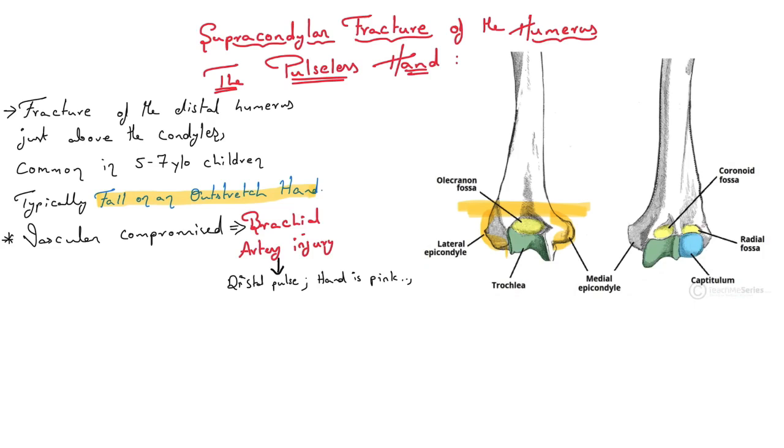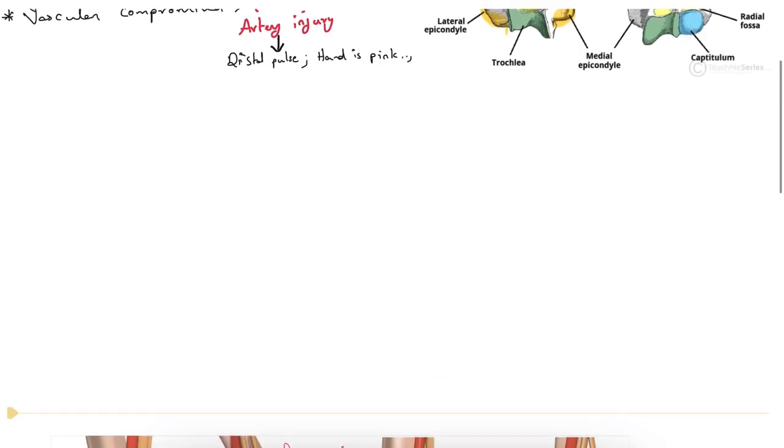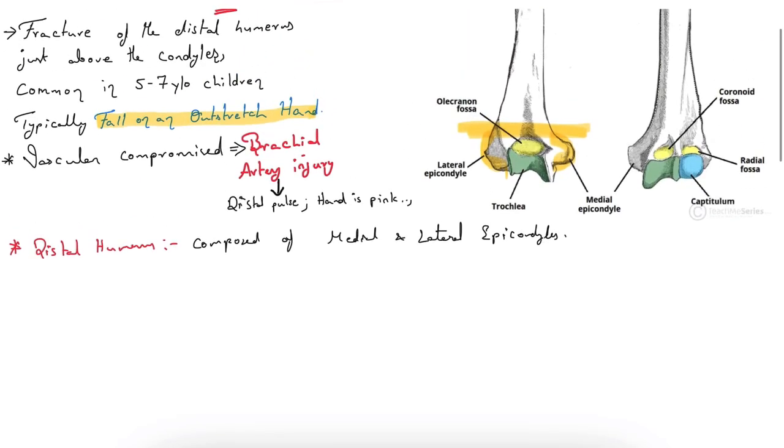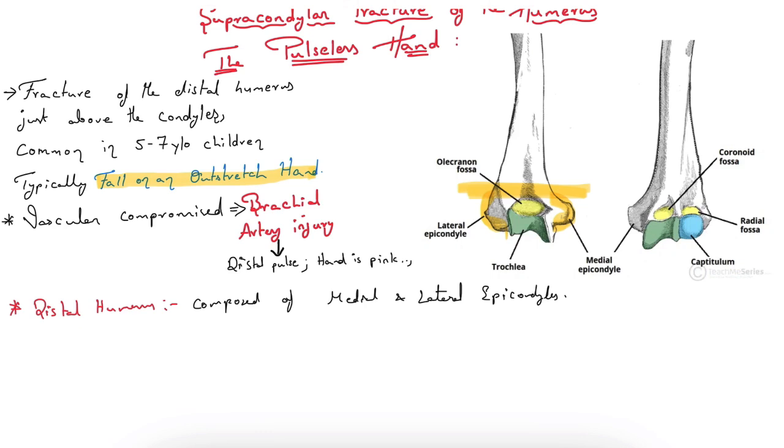Now we are going to discuss a little anatomy. As I already mentioned, most of this fracture happens in the distal humerus. The distal humerus is mostly composed of the medial and lateral epicondyles. Here we can see the medial and lateral epicondyles. I will show you some images.